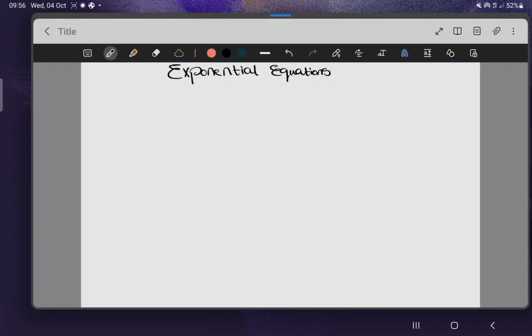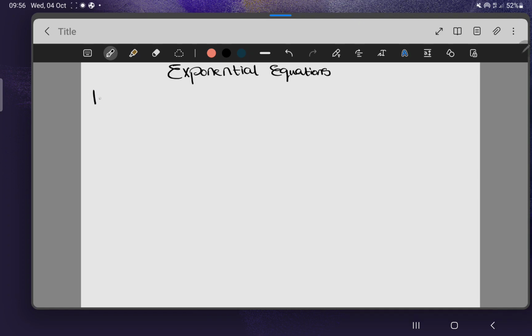We have the second portion of exponents. Here we call it exponential equations. So what we're going to do here, it's all about solving for x. We're going to solve for x. When we talk about exponential equation, it means that we are solving for x. So they're going to give you two things.